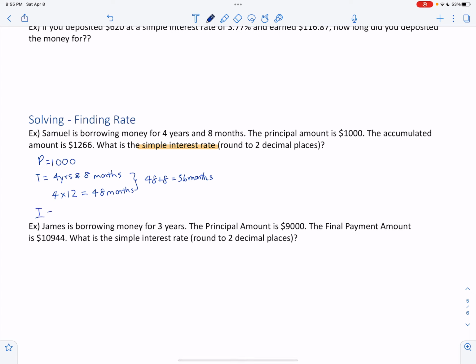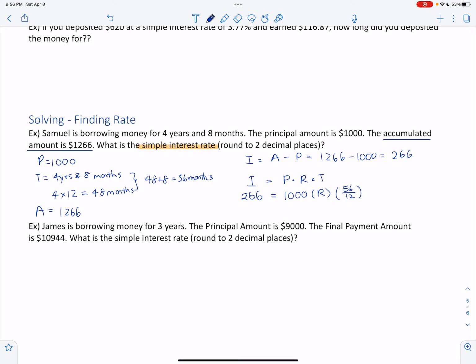Now, 1,266 is the accumulated amount given to us. Let's be a little careful here. That's not the interest. The accumulated amount is my A. My A is 1,266. So for you to find interest, you have to take A minus the P, 1,266 minus the 1,000. That's 266, which is your I. Now, interest is P times R times T. Interest is 266, principal is 1,000, R is unknown, and time is 56 months over 12.